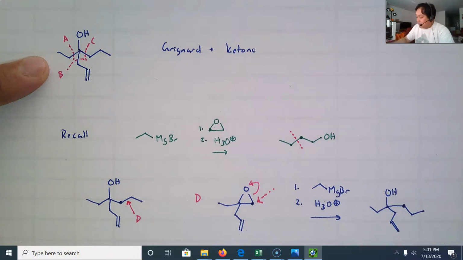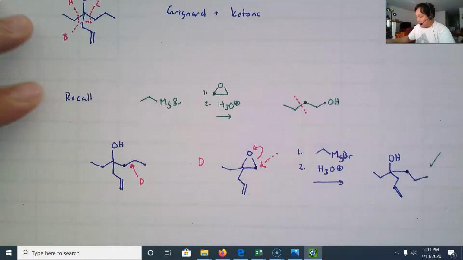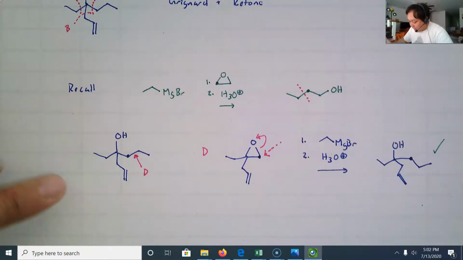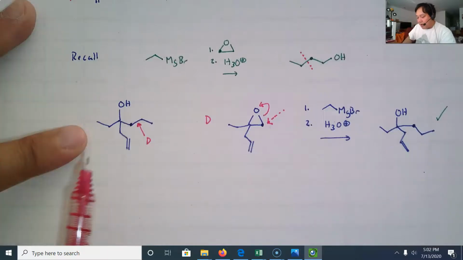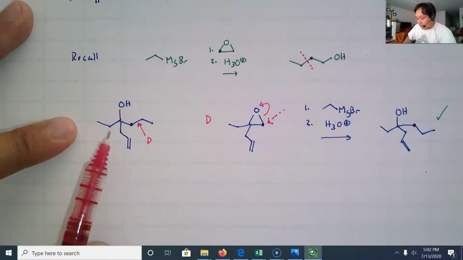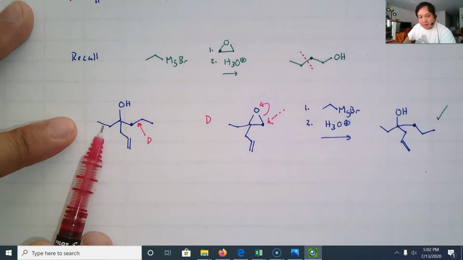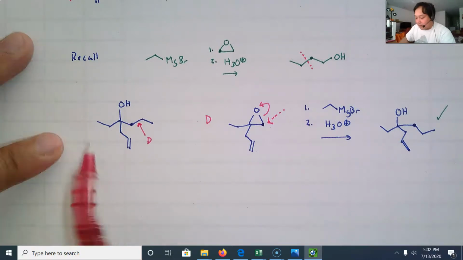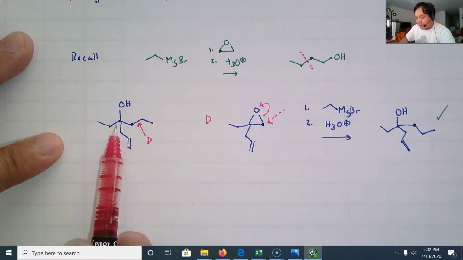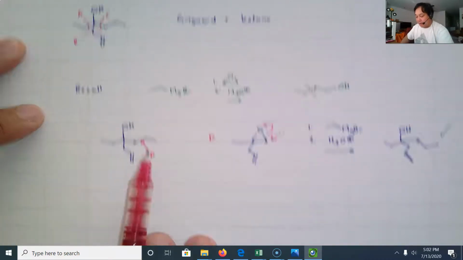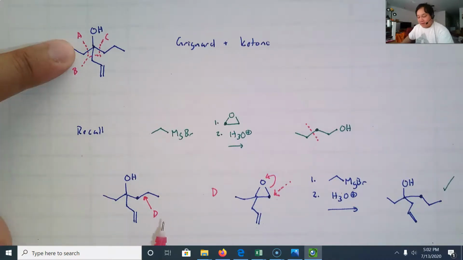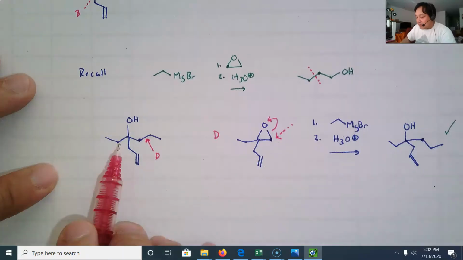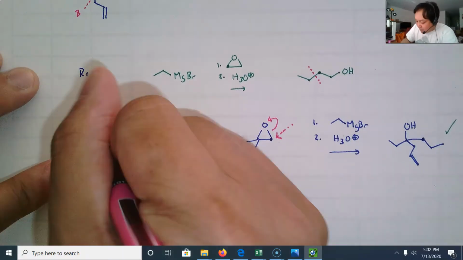This is a check. This is for bond D, right here. Well, could we go from the other side? Bond E, would bond E be this one here, or would it be this one here? We already know how to do this bond right here. That's bond A up here. To make this via an epoxide, I would have to make this bond here.